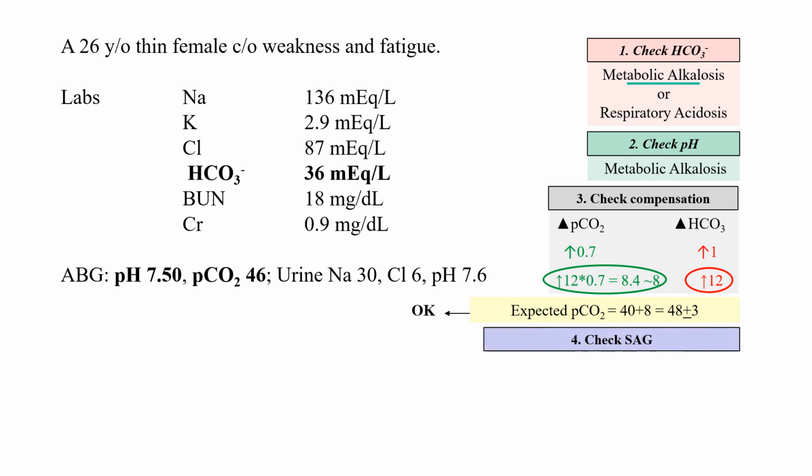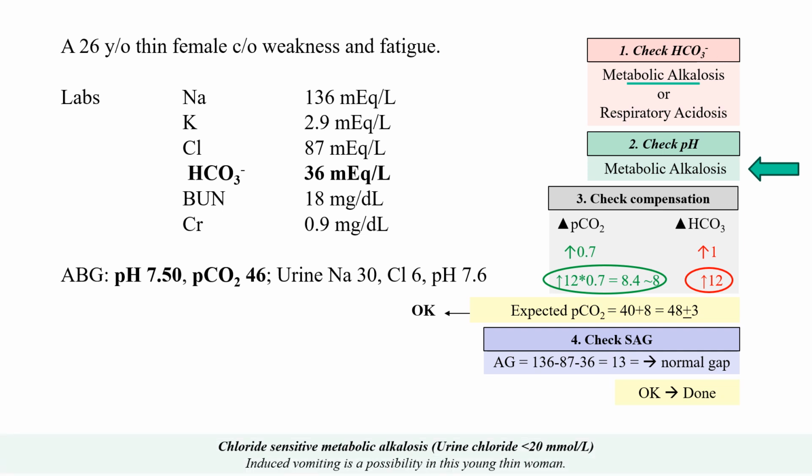Step 4. Calculate serum anion gap. It is 13, which is within normal range. We are okay. No hidden process here. Final answer. Patient has a metabolic alkalosis. The metabolic alkalosis is likely due to vomiting in this young, thin female.